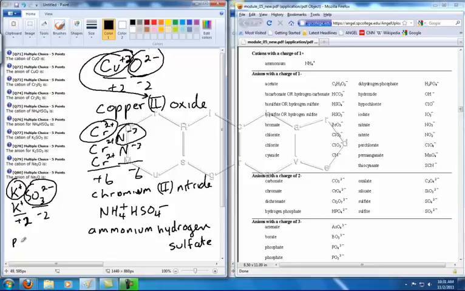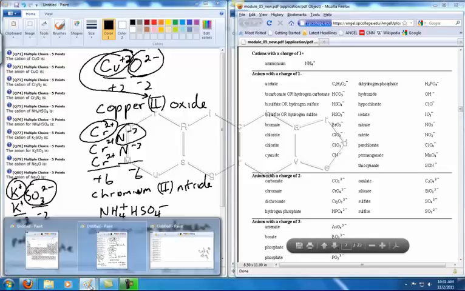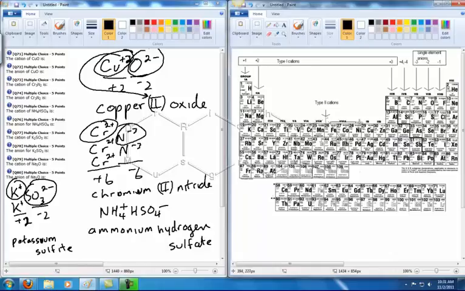The name of this, potassium sulfite. Notice there is no need to put a 1 or anything here in the name, because potassium is one of those elements in the group 1s, and you can see it's always got a 1+ charge, so that's why I don't put a 1 here in the name. Alright, continuing on.